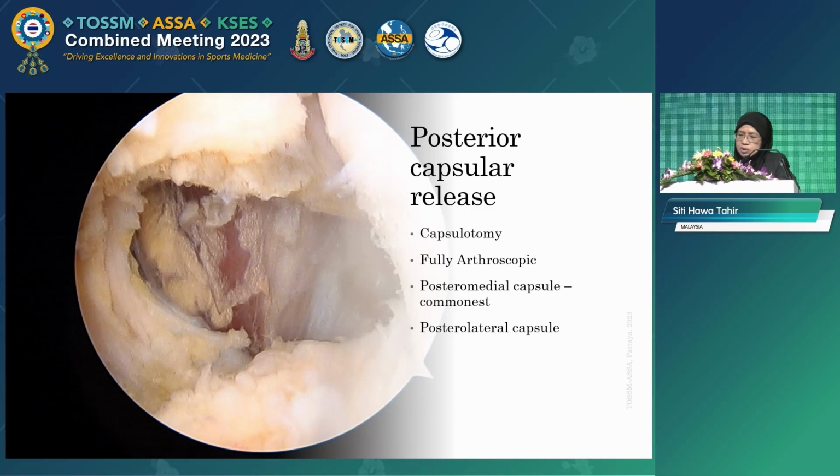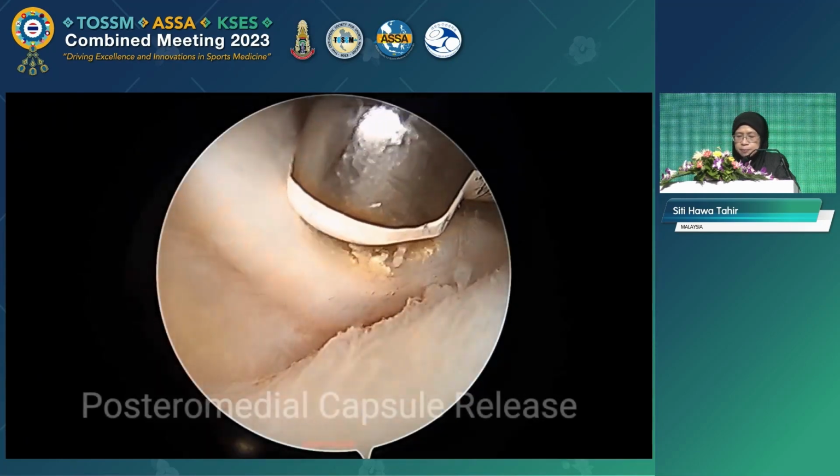Posterior capsular release is one of the treatment options for such patients, knowing the posterior capsule could be the culprit in such a condition. This involves sectioning the posterior capsule, either partially or completely, depending on the severity of the fixed posterior subluxation. The posteromedial capsule should be released first, as this is commonly the commonest culprit, before considering release of the posterolateral capsule.